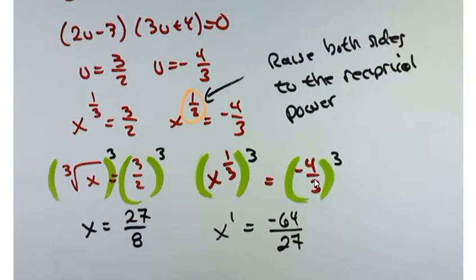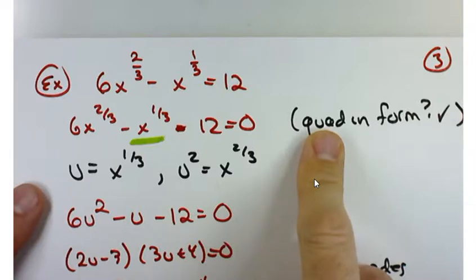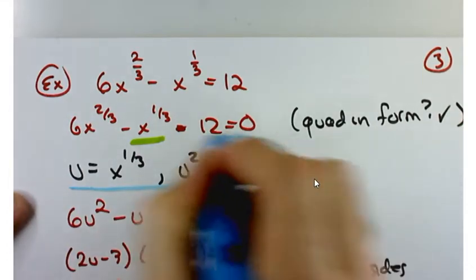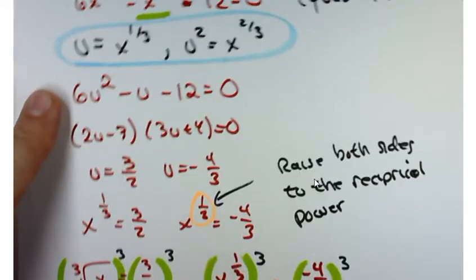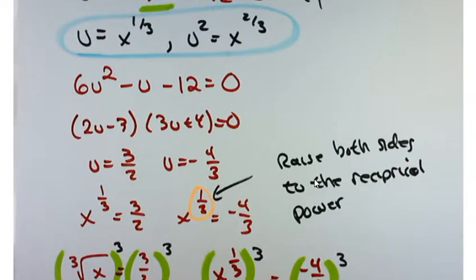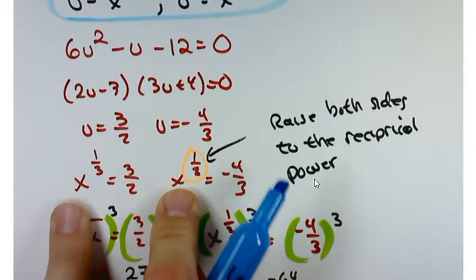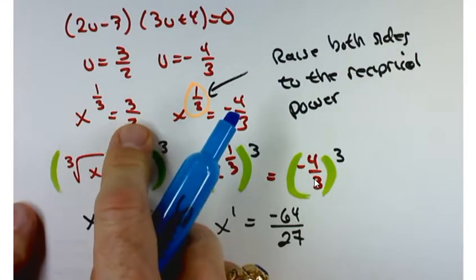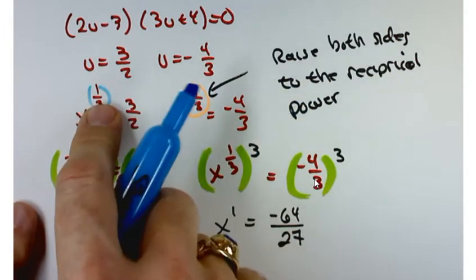To kind of recap, we realized that it was quadratic in form. So we said, okay, well, we can make our little u substitution. That's this part right here. We made that u substitution. That gave us a quadratic equation. Solve that quadratic equation any way you want: square root property, factoring, quadratic formula. Once you have the solutions for u, go back and solve for x. So in the case here, we end up with x to the 1/3 equals 3/2. The quick thing to do is to raise both sides to the reciprocal power, and it's the reciprocal of this number, whatever that is in the exponent.